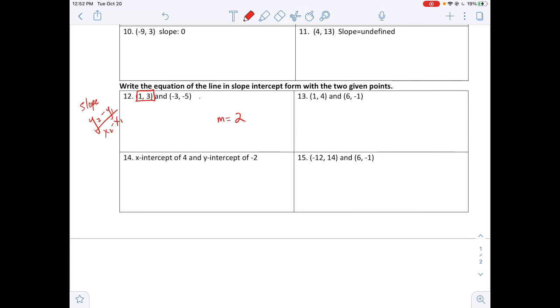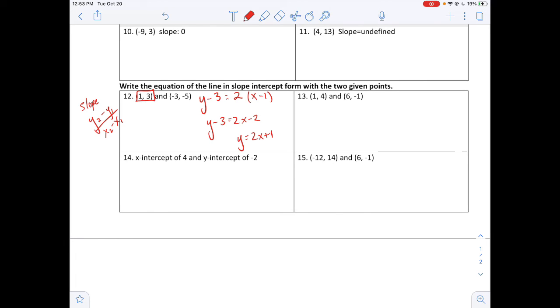So point-slope form, y minus y1 equals m times x minus x1. And then I would distribute the 2. So y minus 3 equals 2x minus 2, and then add 3 over. Y equals 2x plus 1. You're going to have to do all of that for these 4.